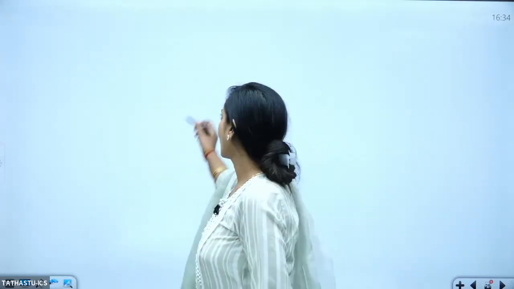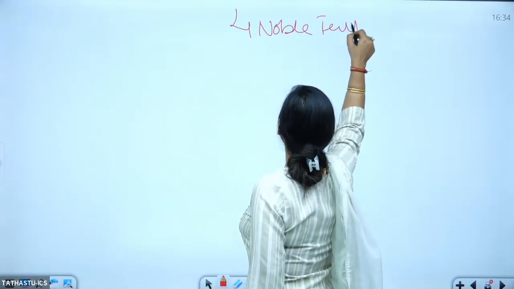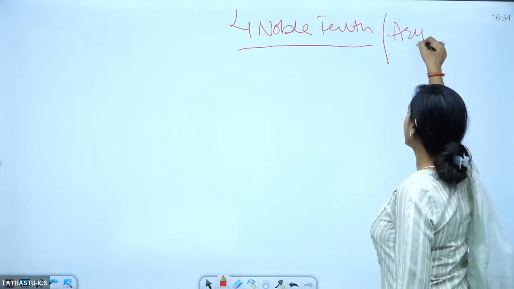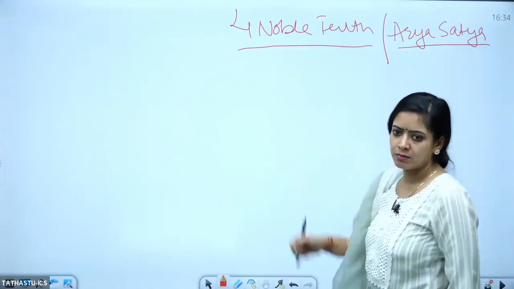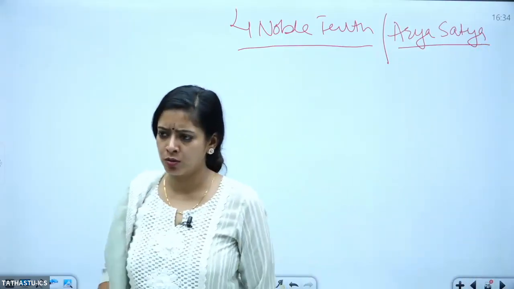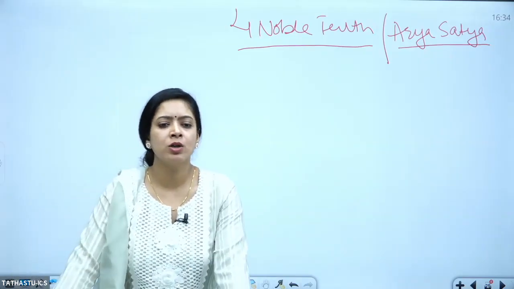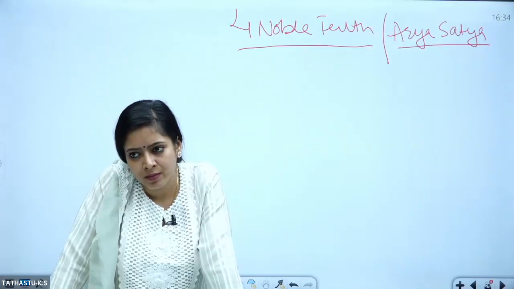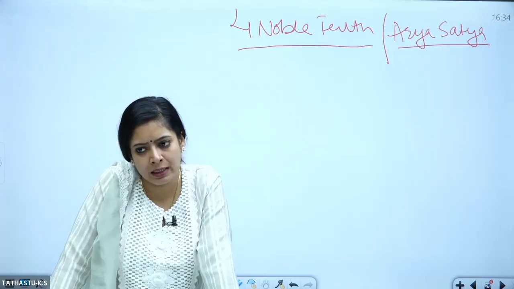उनकी सारी theory किस चीज पे based है? 4 noble truths, also known as 4 आर्य सत्य. सत्य मतलब truths. 4 noble truths. The one who understands these 4 noble truths according to Buddha, understands reality. जिसको ये चार सत्य पता है उसे रियलिटी पता है.